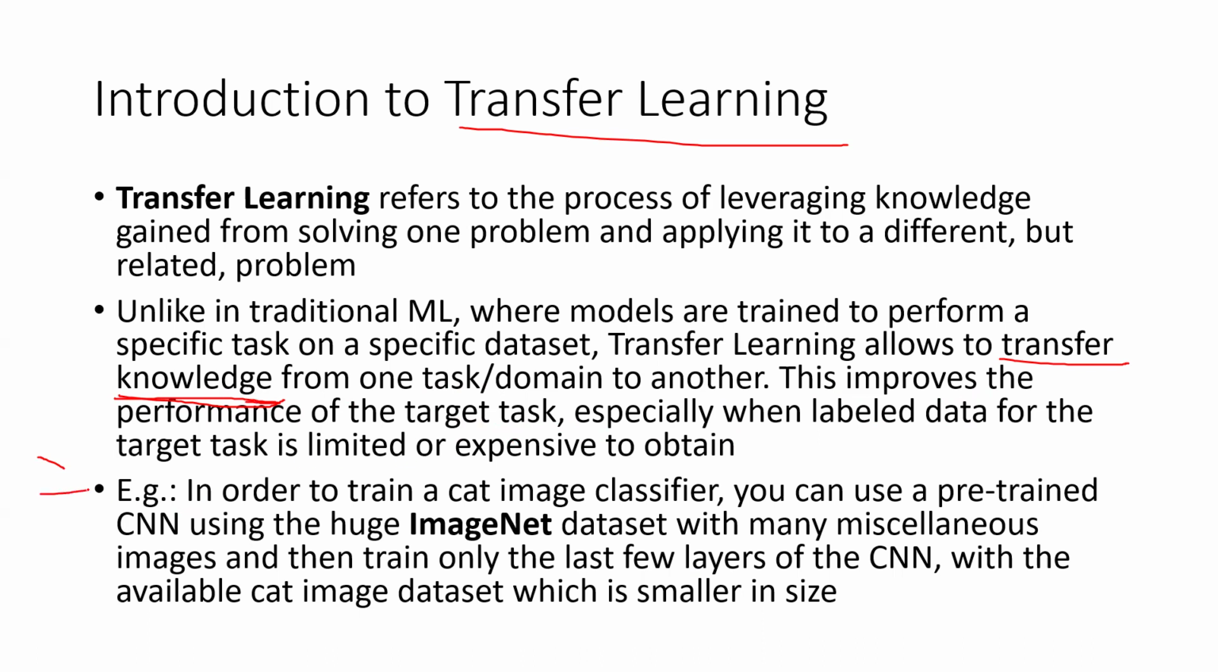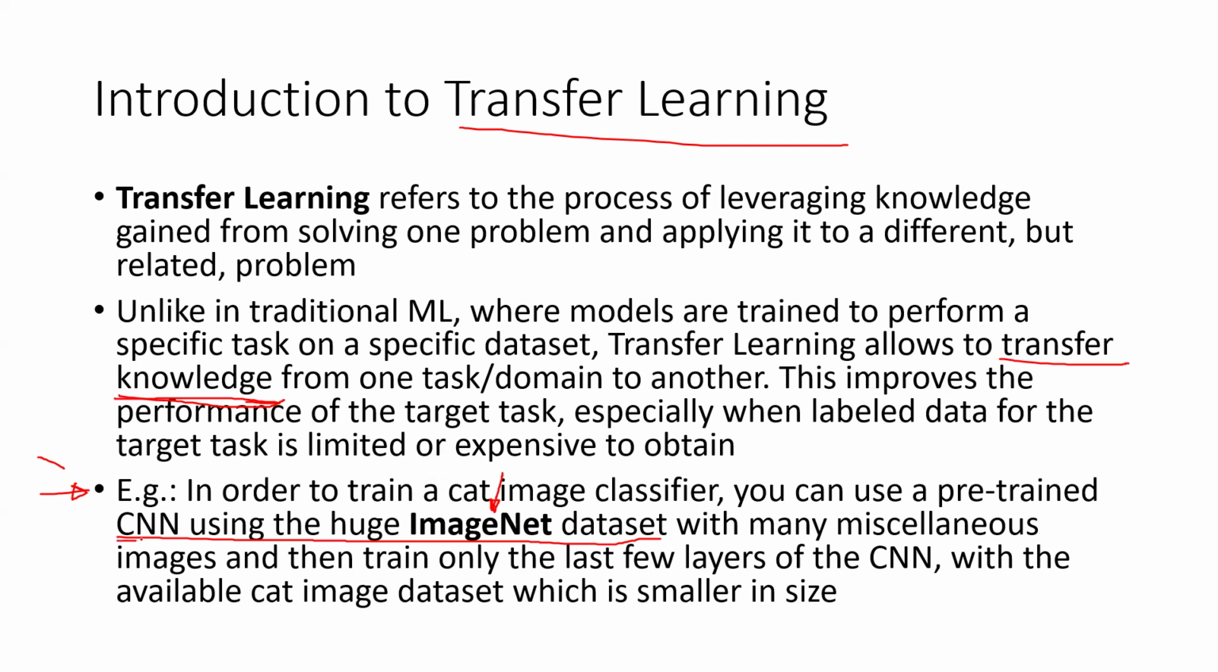So let's take an example, right? In order to train a cat image classifier, one thing you can do is take a convolutional network pre-trained using the ImageNet dataset, right? So what is this ImageNet dataset? This is a publicly available open source dataset, which has these days around 14 million labeled images in it. Having that amount of labeled data points is very expensive, but because this is available for free and open source, you can easily use it.